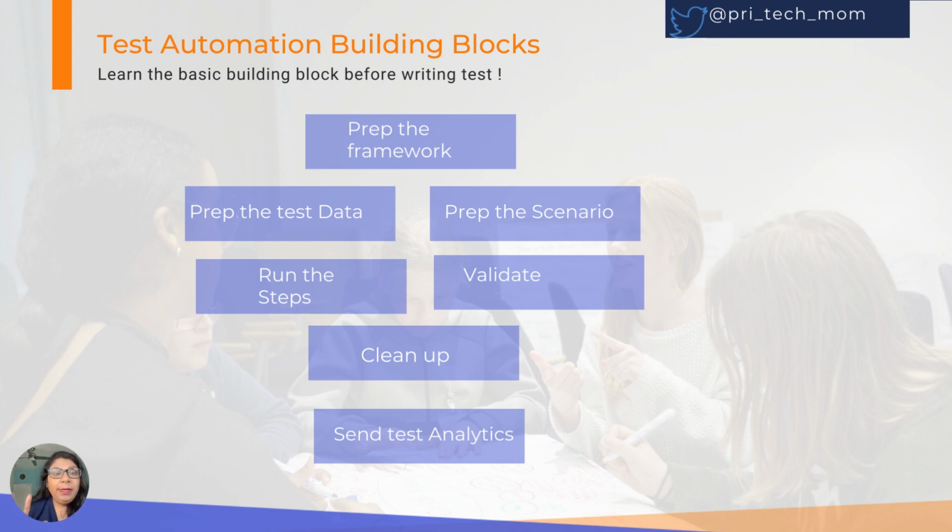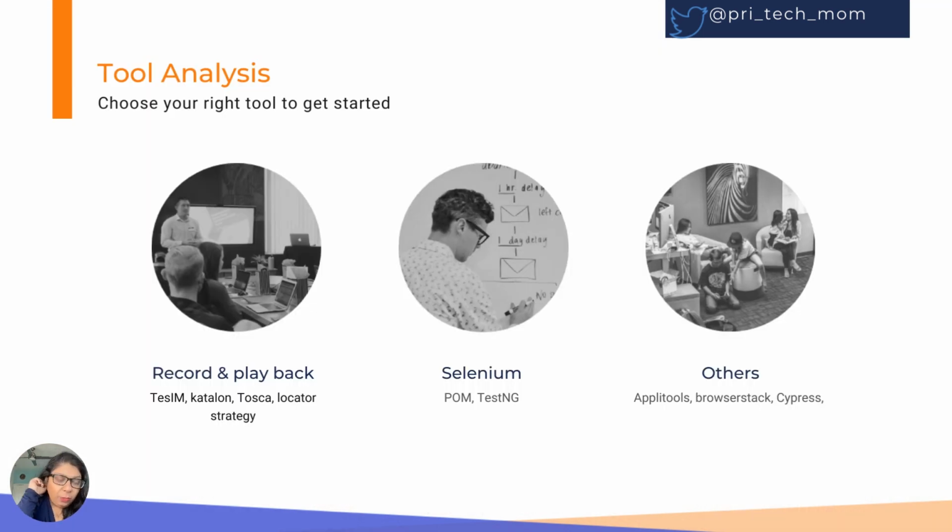I hope these basic building blocks open up your mind and you will start thinking like an automation engineer. So the next topic is tool analysis. I would suggest, if you are walking into automation, start with record and playback. There are a lot of tools like TestIM, Katalon, Tosca, right? Again, first learn the mindset: how you will be automating, how the intent will be single, how you will be working with pre-hook and post-hook, how you will be sending the test analytics, how you will be prepping the data. All this needs to be learned, and you can learn it with record and playback.